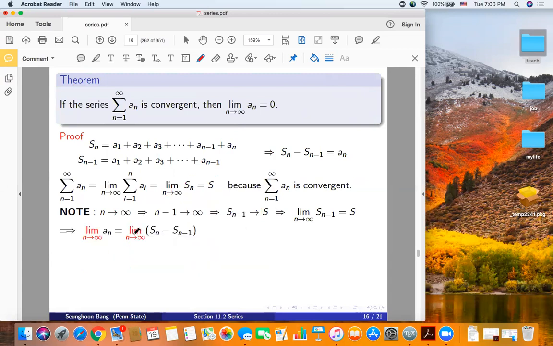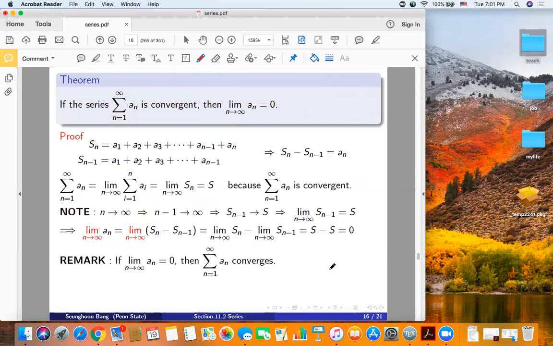The next thing, take the limit of an. Here, take the limit of both sides. You can distribute the limit. So what's that? The limit of Sn is S. The limit of S(n-1) is also S. S minus S is 0. We have it, right? So the limit of an goes to 0.